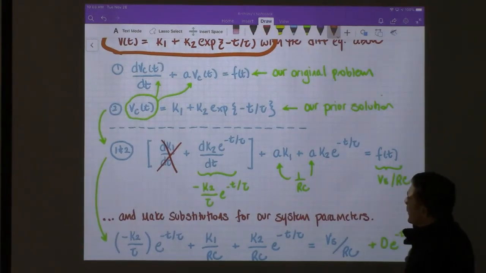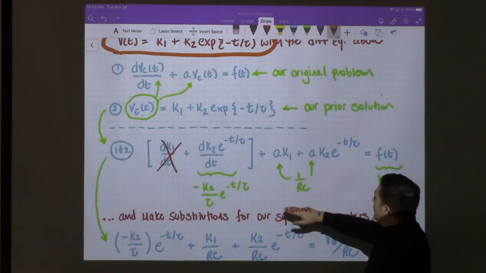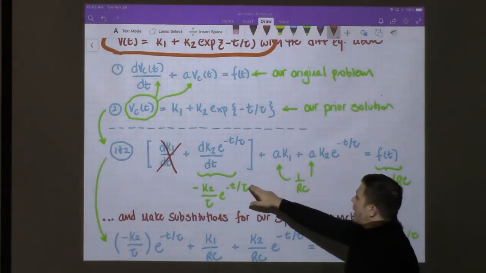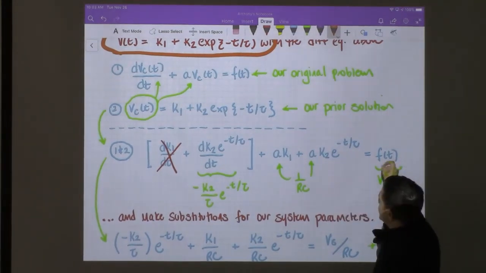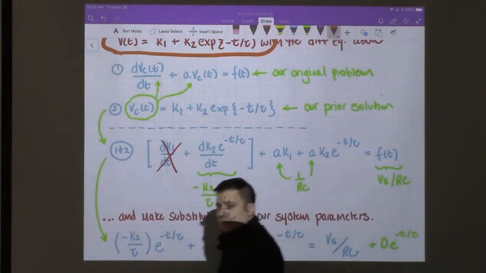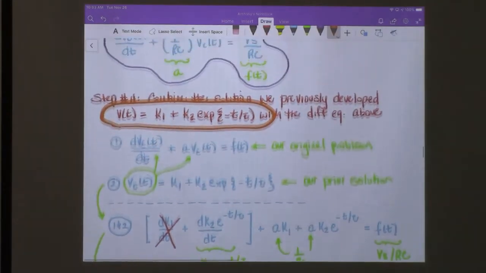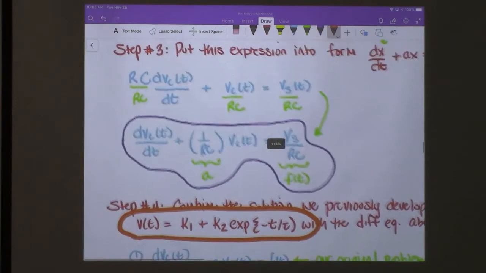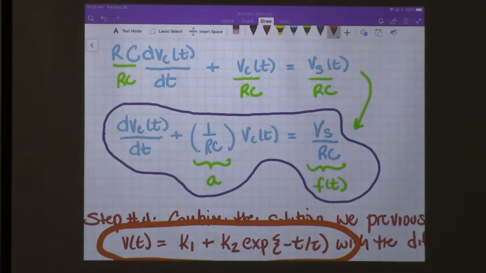So what we end up with is two time varying terms and one constant term. And then A and f of t, we can fill those in with the constants that we already figured out, right up here, where we determined what the value of A was. It's 1 over RC. And we determined what the value of f of t was. It's Vs over RC.